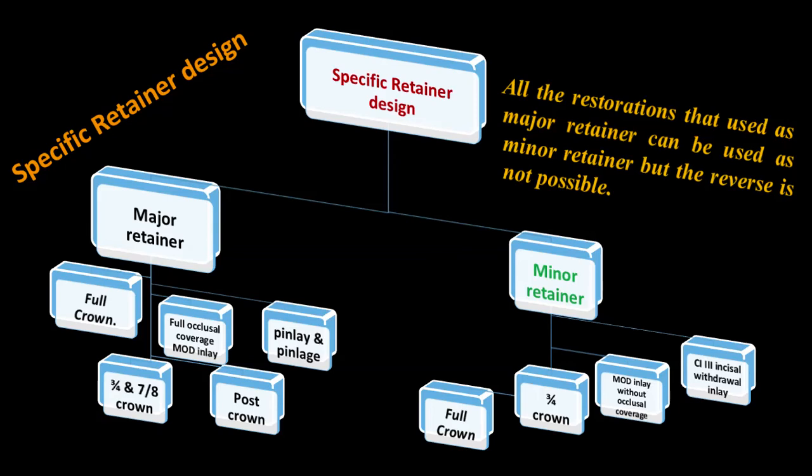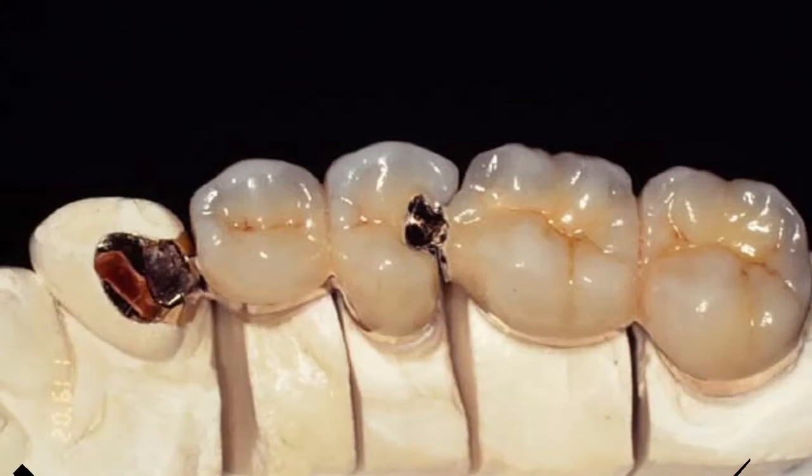اوكي. لذلك احنا نقول all restoration that can be used as a major retainer can be used as a minor, but the reverse is not possible. هذا bridge مثل ما نشوف involve major and minor retainer. يعني كل واحد ممكن يسأل نفسه وهي نفسه لازم يعرف when major and minor according to the way of connection.